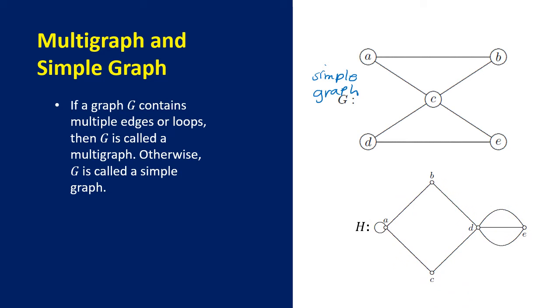Whereas this is a multigraph because it has multiple edges, and it has loops. It has a loop at A. So for this course, we will only be discussing simple graphs.